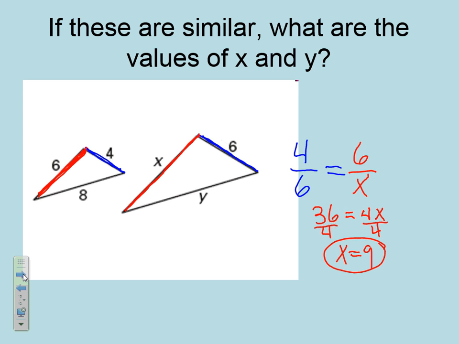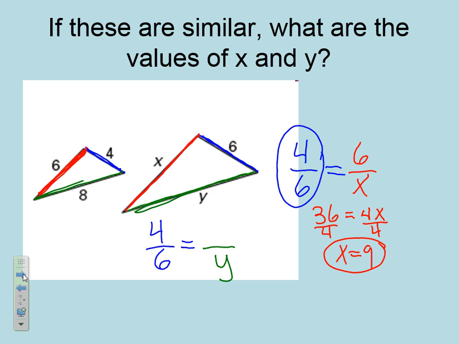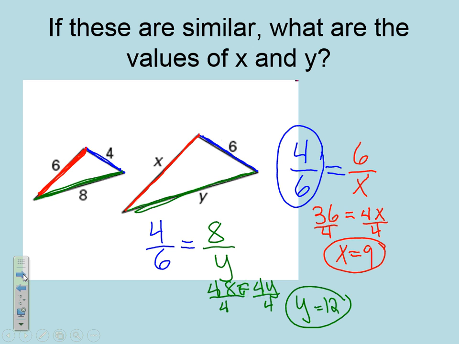Now I have to solve for y. So I'm going to use this, my scale factor. Again, you can simplify it if you want, or you can just leave it. Here's y. Y is on the same side as 6, so it's going to go on the bottom. And then I have 8 over my other triangle. So I'm going to cross multiply. I'm going to get 48 equals 4y, divide both sides by 4, y equals 12. So you're going to see something like that as well.